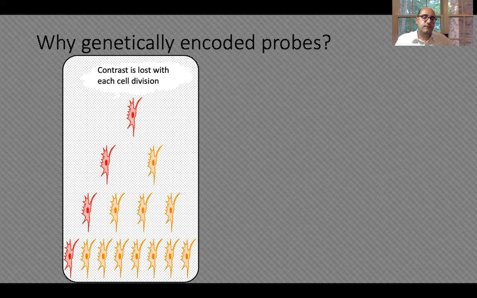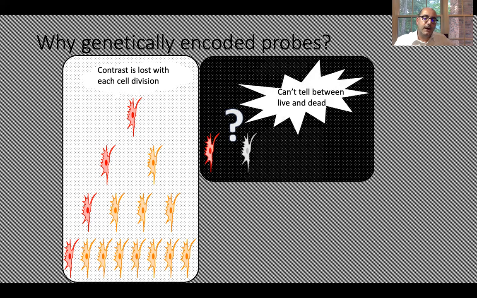Now, this is not the case if you introduce a gene into the genome of these cells. If it's incorporated into the cell's genome, the gene will be transferred to each of the daughter cells. So the contrast will remain if the cells divide. The other thing is that with traditional contrast agents, you cannot distinguish between live cells and dead cells, which means that even after the cell dies, very often the contrast agent, especially nanoparticles, will remain in the tissue.